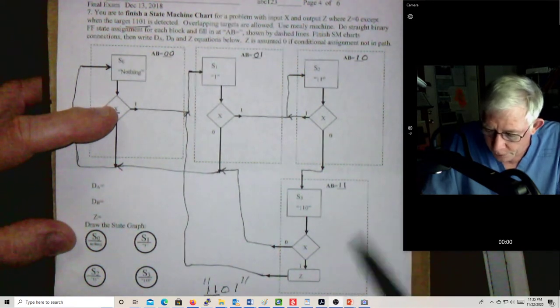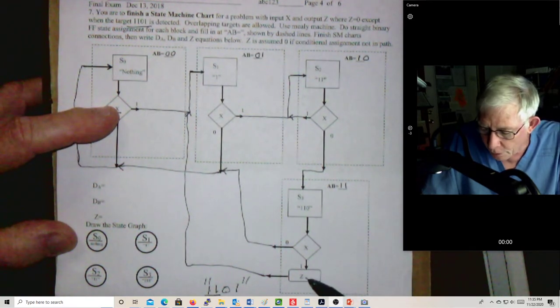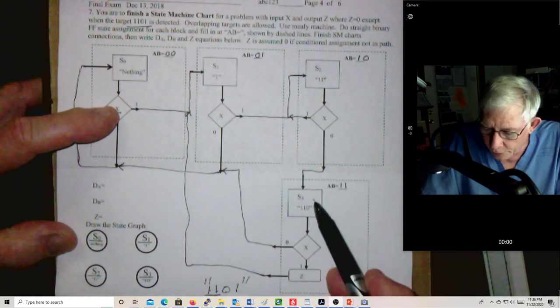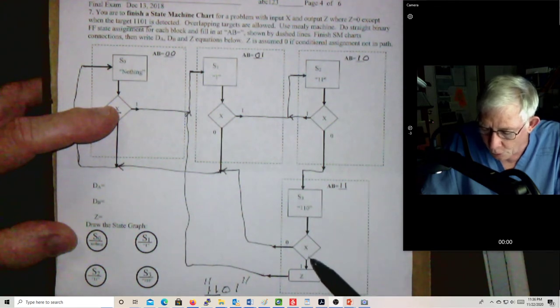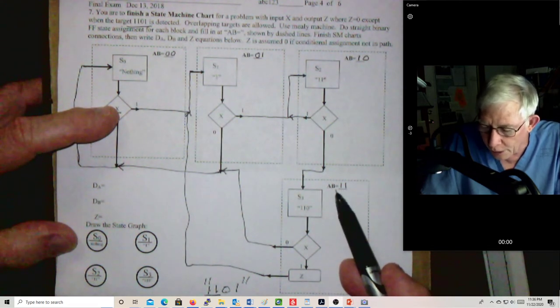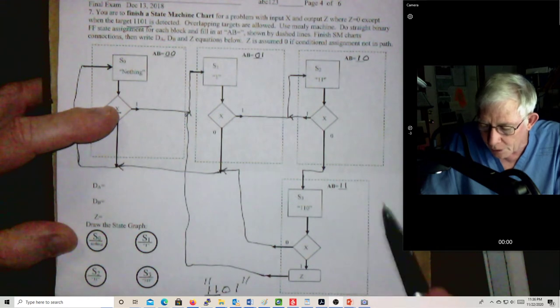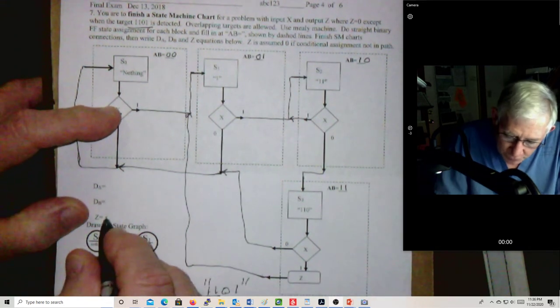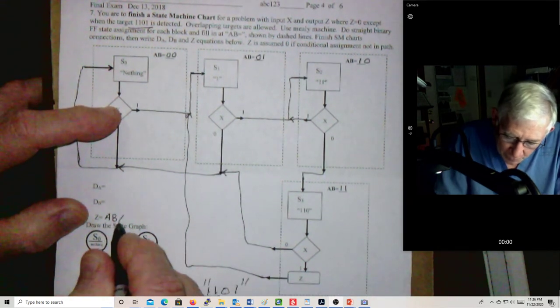Our output is really easy, so we'll do that first. The only place Z is a 1, and the only one we have to consider, is when we're in S3 and X is a 1. We're in S3 when A and B are both 1. So that's A, B, X. So Z just equals ABX.